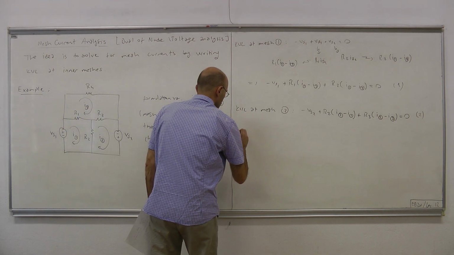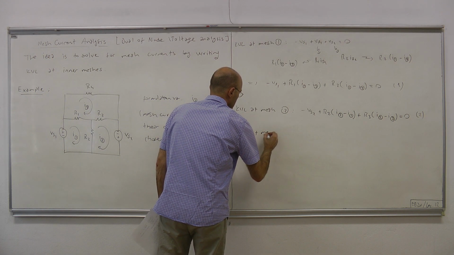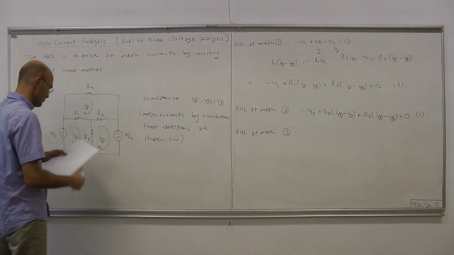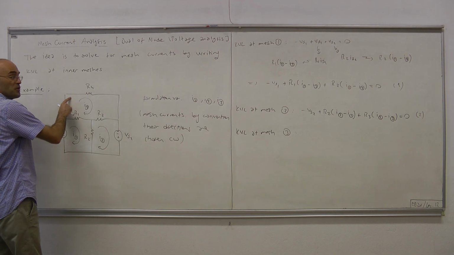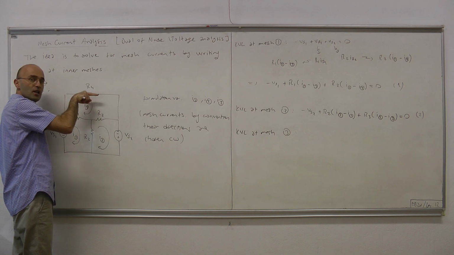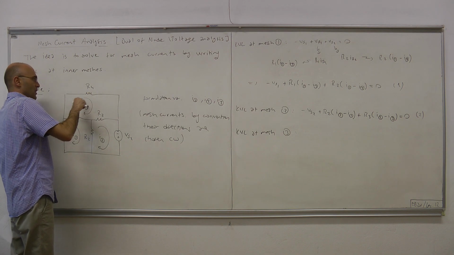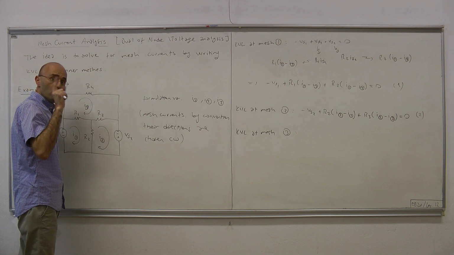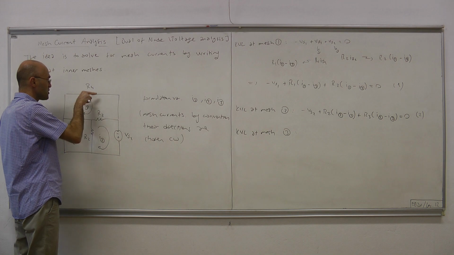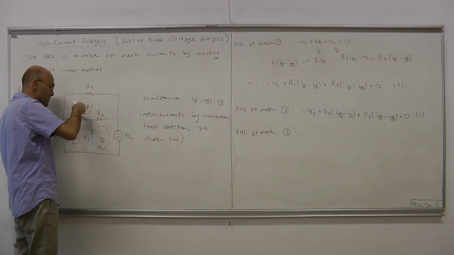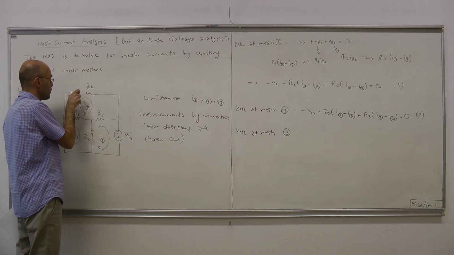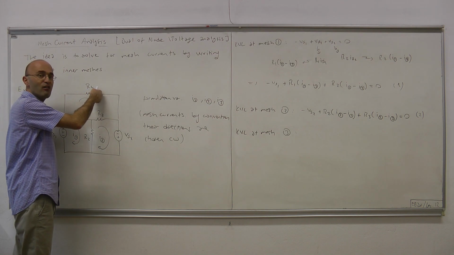And finally, KVL at mesh number 3, our last mesh. Suppose that we start from this point, plus minus this voltage is R4 times this current. This branch only touches one of the meshes, mesh number 3. And the direction of that current is the same as the direction of I3, therefore this current is I3. And this voltage plus minus must equal, therefore, R4 times I3.